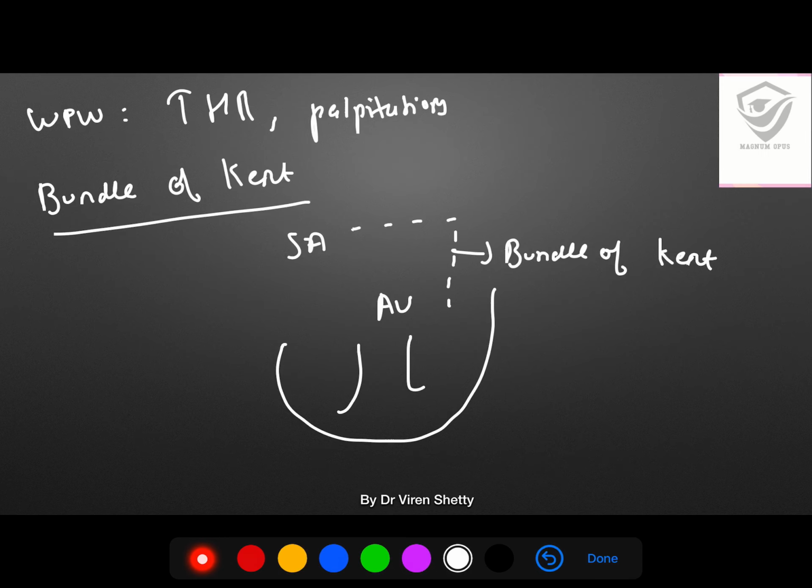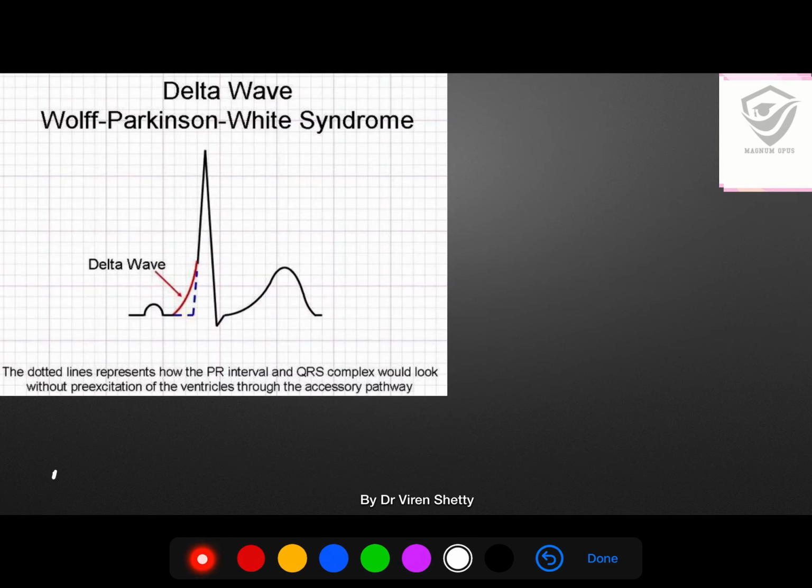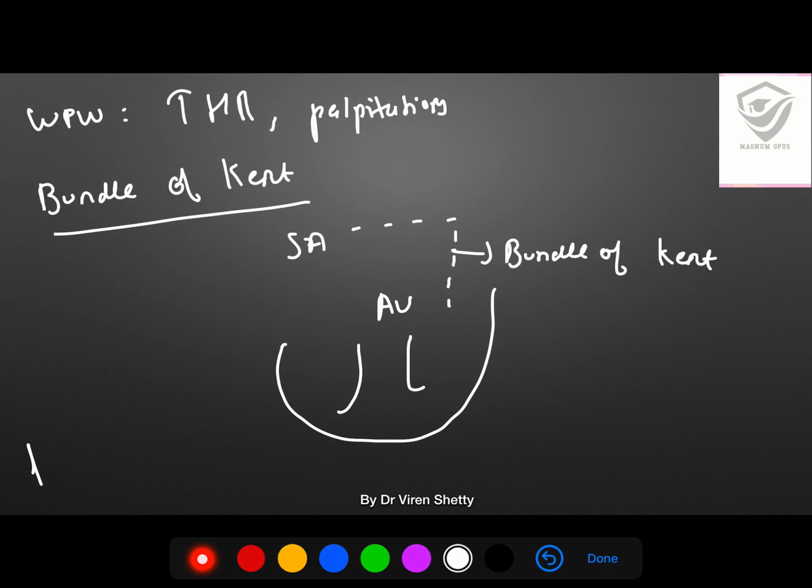Understand this as a railway pathway. This is the old railway track, but now with the invention of new trains they have made a new track. This new track will be faster. That's why through this bundle of Kent the impulse goes faster, and that's why the heart rate is faster. So we have a faster conduction via the bundle of Kent.